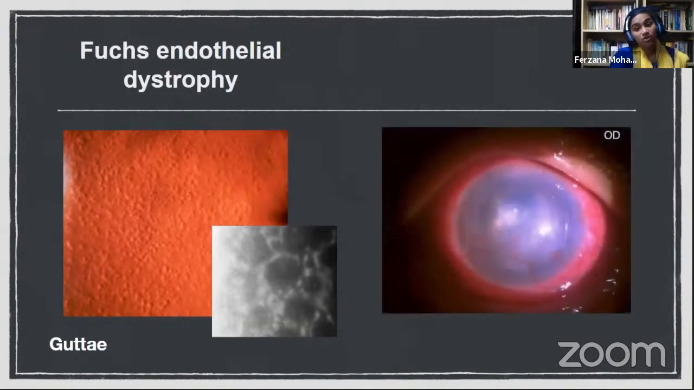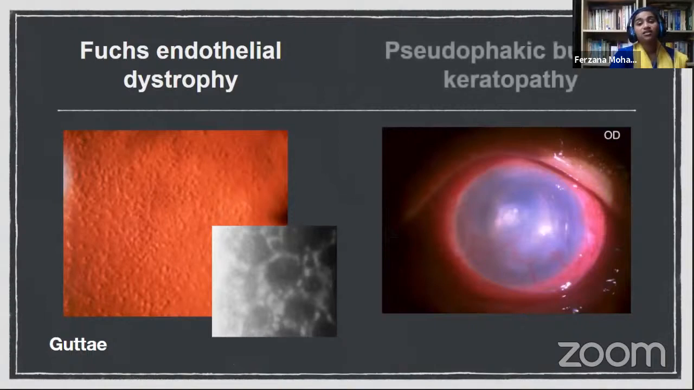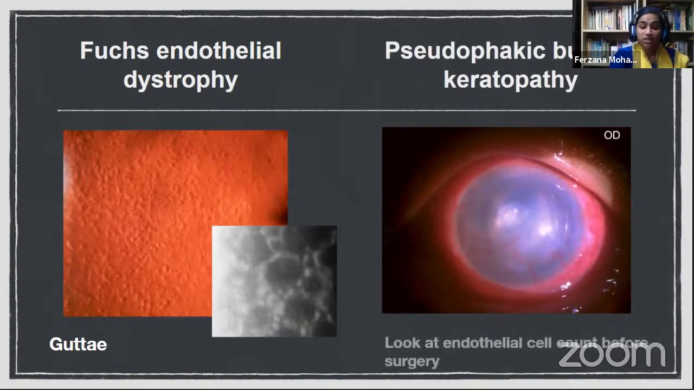So here you can see dimpling of the endothelium, and on specular microscopy, there are dark gaps. These are guttae, characteristically seen in Fuchs endothelial dystrophy. And here is a dreaded complication of cataract surgery, an edematous vascularized cornea. This is pseudophakic bullous keratopathy, which occurs after prolonged, difficult surgery, especially in those with low endothelial cell count. So it's always prudent to look at the endothelial cell count before surgery.